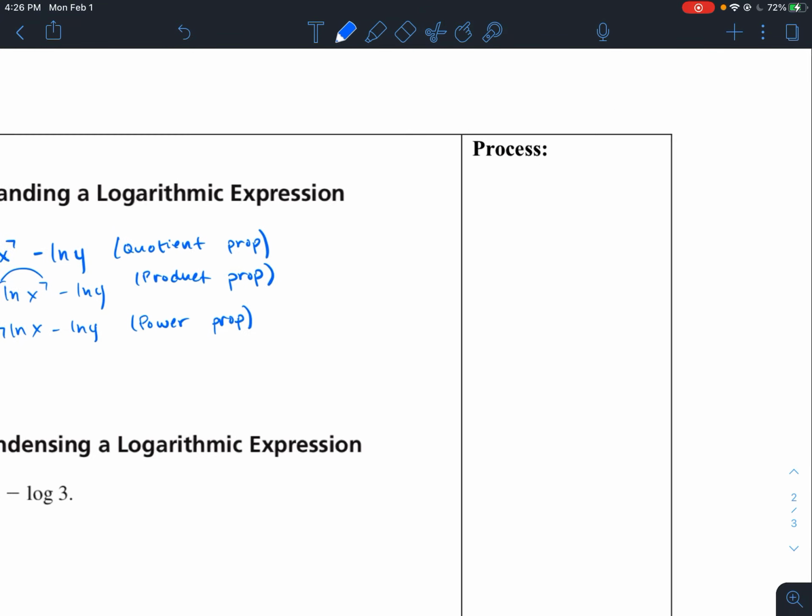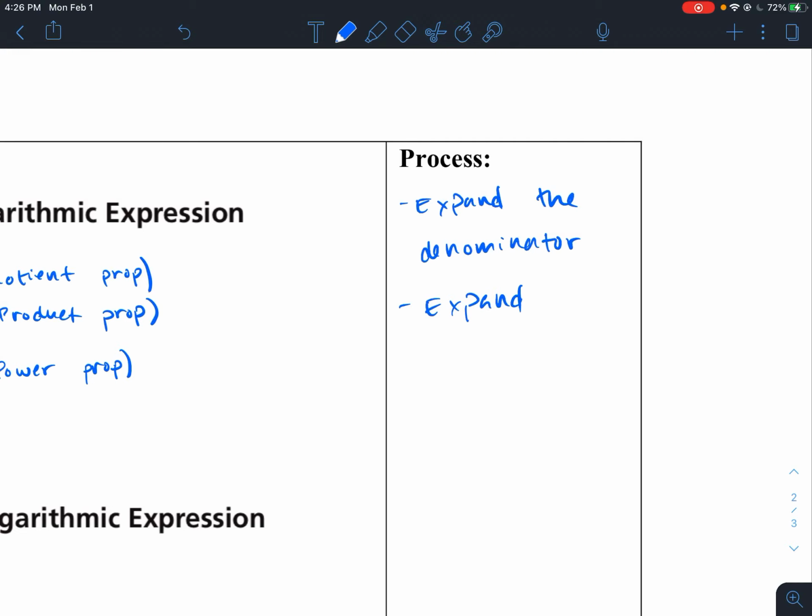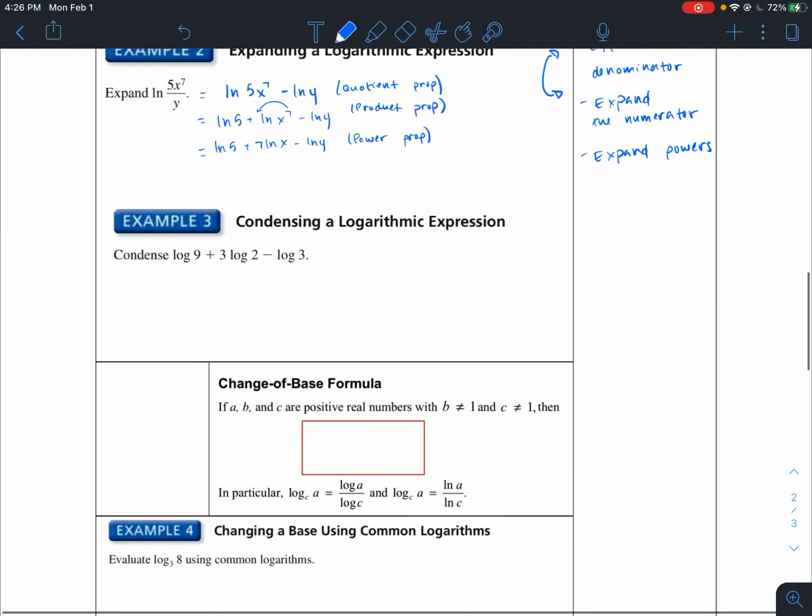So if we were to outline a process, I would say expand the denominator first. Expand the numerator. And then expand the powers. And honestly, these could be interchangeable, if you do them correctly.